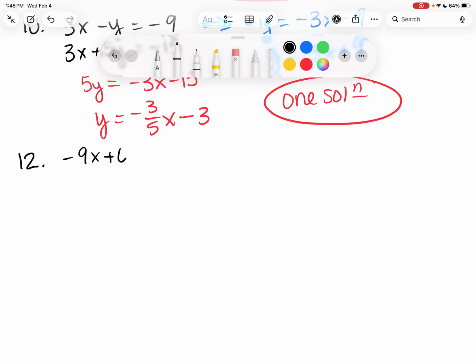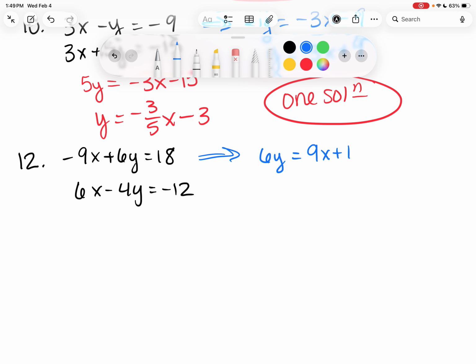Negative 9x plus 6y equals 18, and 6x minus 4y equals negative 12. So I need to get y by itself on the top one. So what do I do first? Add 9x. So I have 6y equals 9x plus 18. Now what? Divide by 6. So I get y equals 9 over 6, which reduces to 3 over 2, x plus 18 over 6, which is 3.